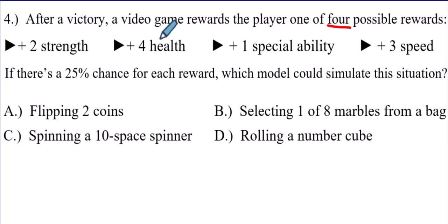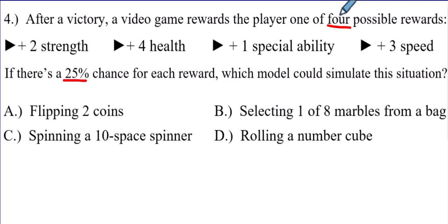I know you might be tempted to add these numbers together and think it should be out of 10, and therefore you're going to pick choice C. But no, it even confirms it. There's a 25% chance for each reward. Well, that's because there's 1 out of 4 possible rewards.